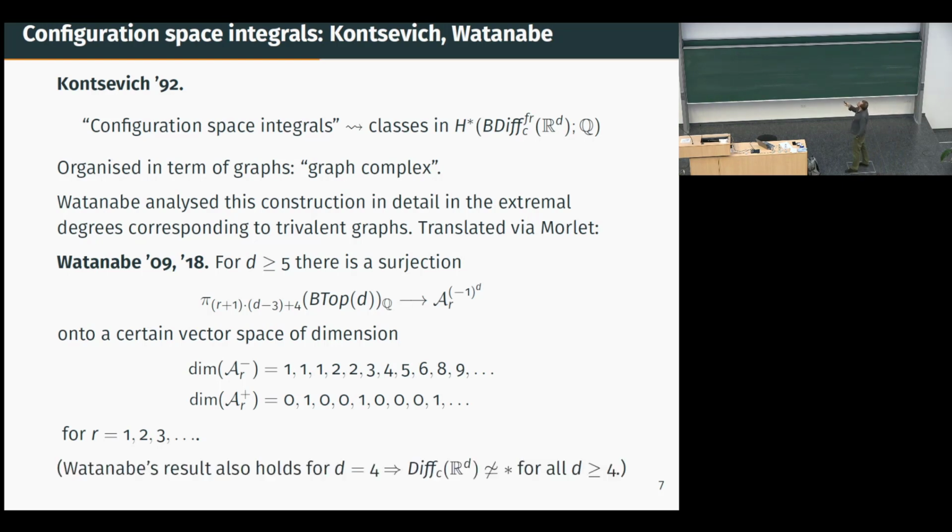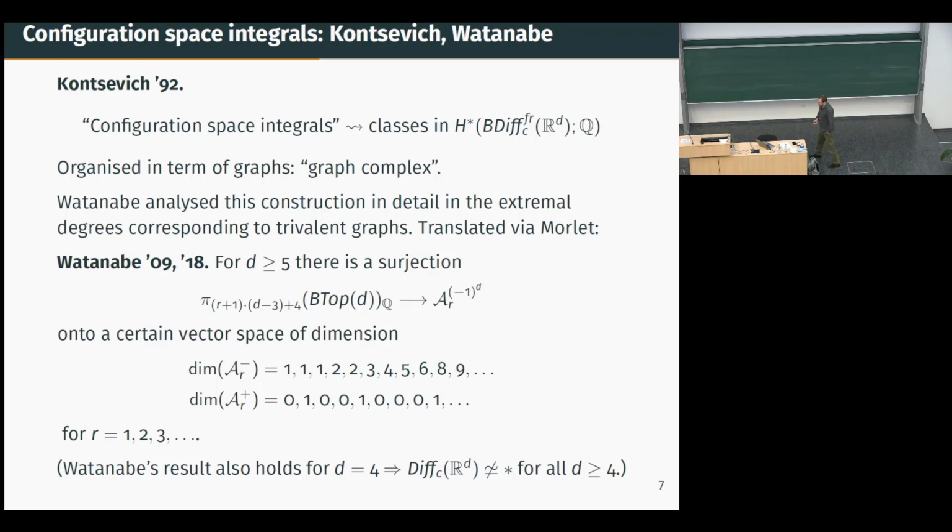And I phrased it here for dimension at least 5. I mean, Watanabe actually proved something in terms of diffeomorphism groups. And that statement is true in dimension 4 as well. I have to say dimension 5 because this theorem of Morlet didn't work in dimension 4. And so this is actually what proves this fact, that diffeomorphism groups of any space of dimension bigger than 3 are not contractible. It's because they always have some homotopy group that maps onto some non-zero vector space.